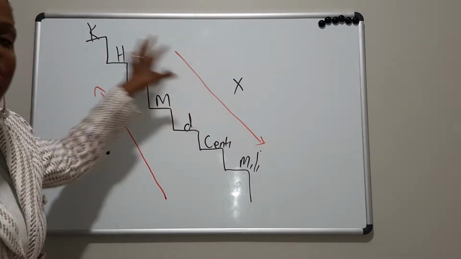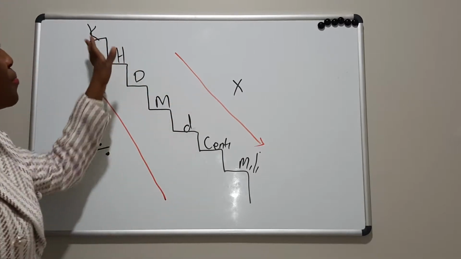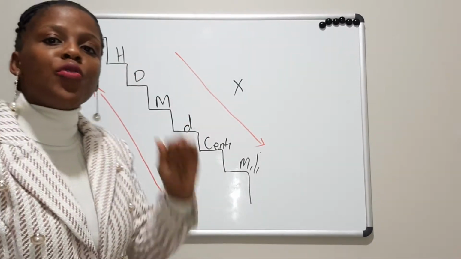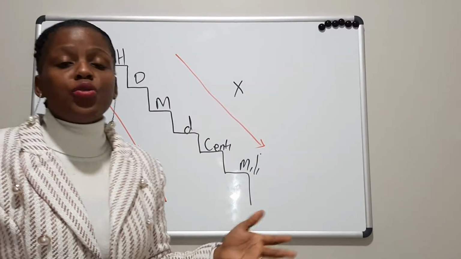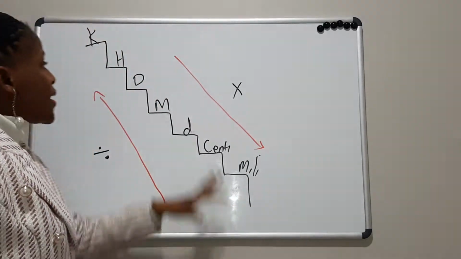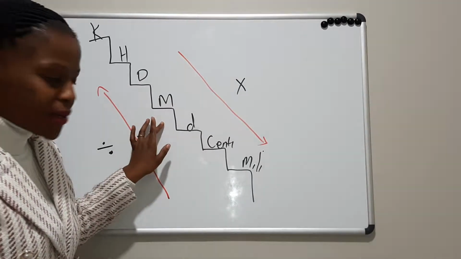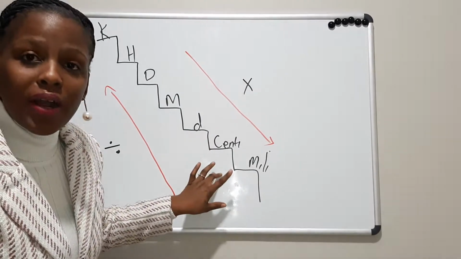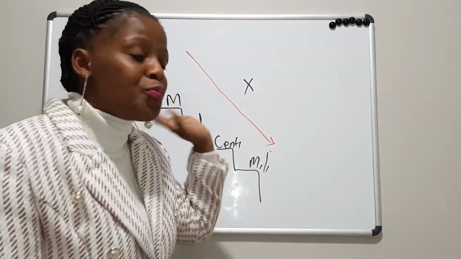So this is basically how you will draw your step ladder, and for you to be able to remember how the units follow each other in sequence, you can use this rhyme. You can say King Hecta died miserably drinking chocolate milk. Then you will know exactly how they are supposed to follow each other.